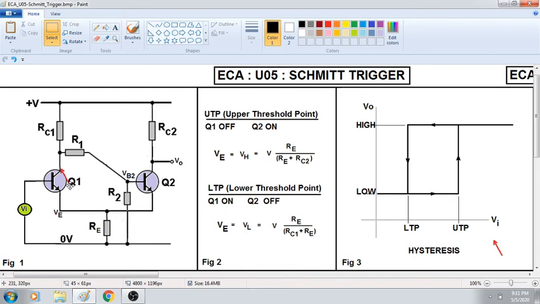So when Q1 becomes on and Q2 becomes off, the threshold point automatically jumps from higher value to the lower value. That means now we are at LTP. Now even if the input voltage is increasing further, nothing is going to happen. But when the input voltage is falling below the lower threshold point, then you will see that the base voltage is less than the emitter voltage. So Q1 will be cut off, then automatically Q2 will be on. So that is how the circuit will behave.